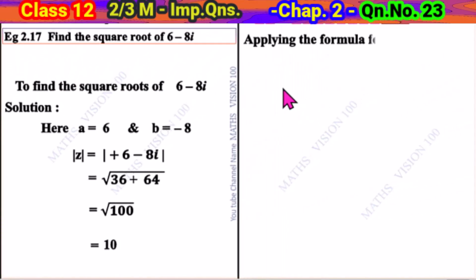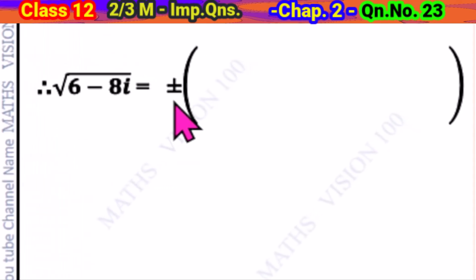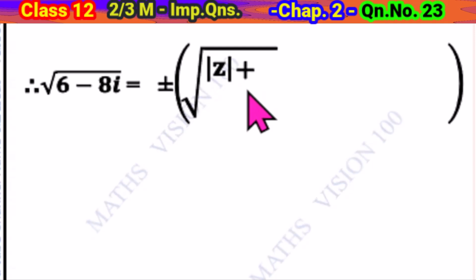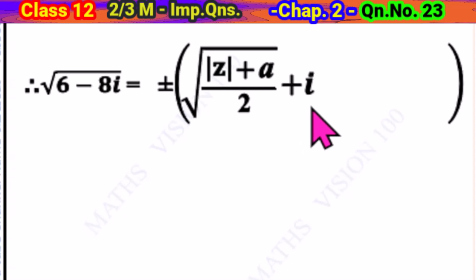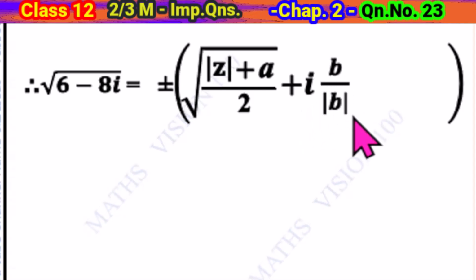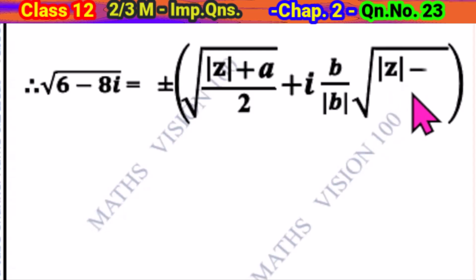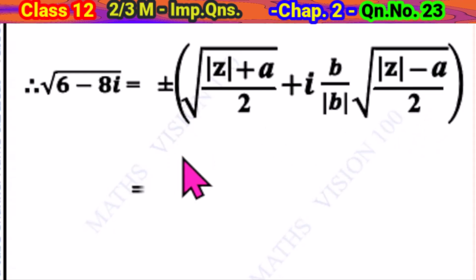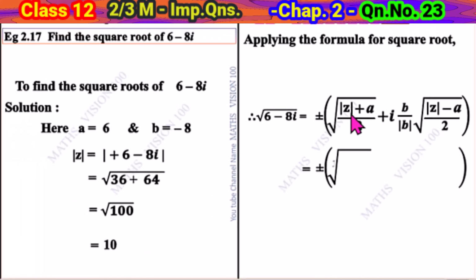Applying the formula for square root. Therefore, square root of 6 minus 8i is equal to plus or minus whole root of modulus of z plus a divided by 2, plus i into b by mod b, square root of modulus of z minus a by 2. Now equal to plus or minus root of modulus of z, which is 10.